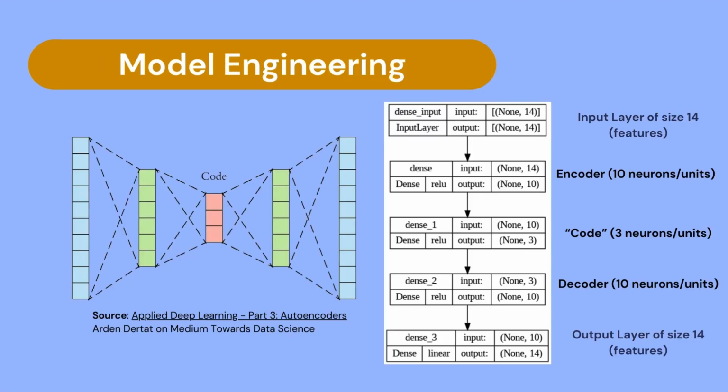As for the model that we will be building, we will have an input size of 14, as the input data has 14 features. The dataset contains 14 distinct variables. And as we want to reconstruct that data, the output will also have 14 layers, or 14 nodes.